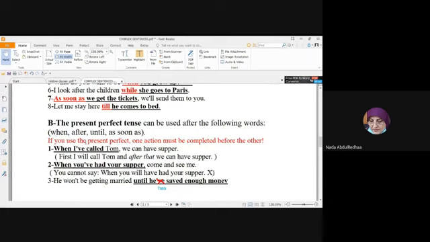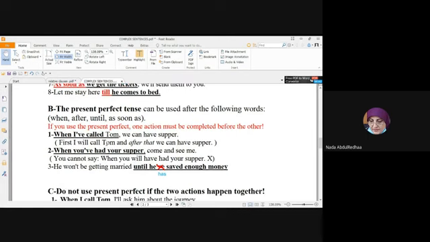Can be used, not necessary to be used. And it doesn't mean that we cannot find other tenses. When I have called Tom, we can have supper. Now, when I've called Tom, we can have supper. Okay, the first one, which is within the present perfect. I say first I will call Tom, and after that we can have supper. Why didn't I say when I will call Tom?